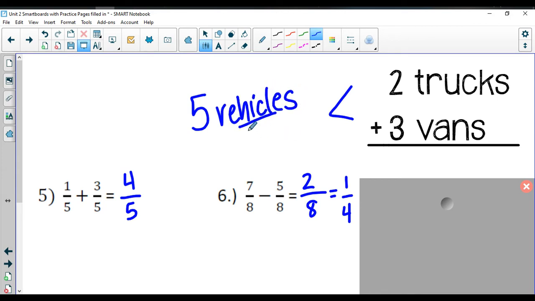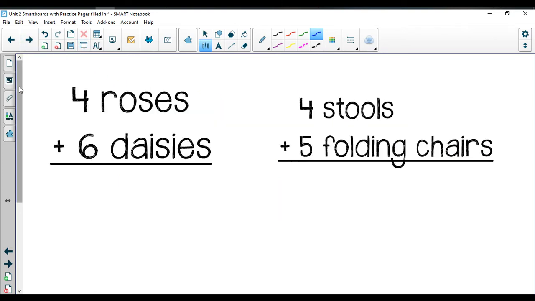And in saying vehicles, what you've actually done is you've created a common denominator between these two items. So I'm going to show you a couple more examples here. 4 roses plus 6 daisies. They're different types of, you guessed it, flowers. So 4 plus 6, we could say there's 10 flowers.